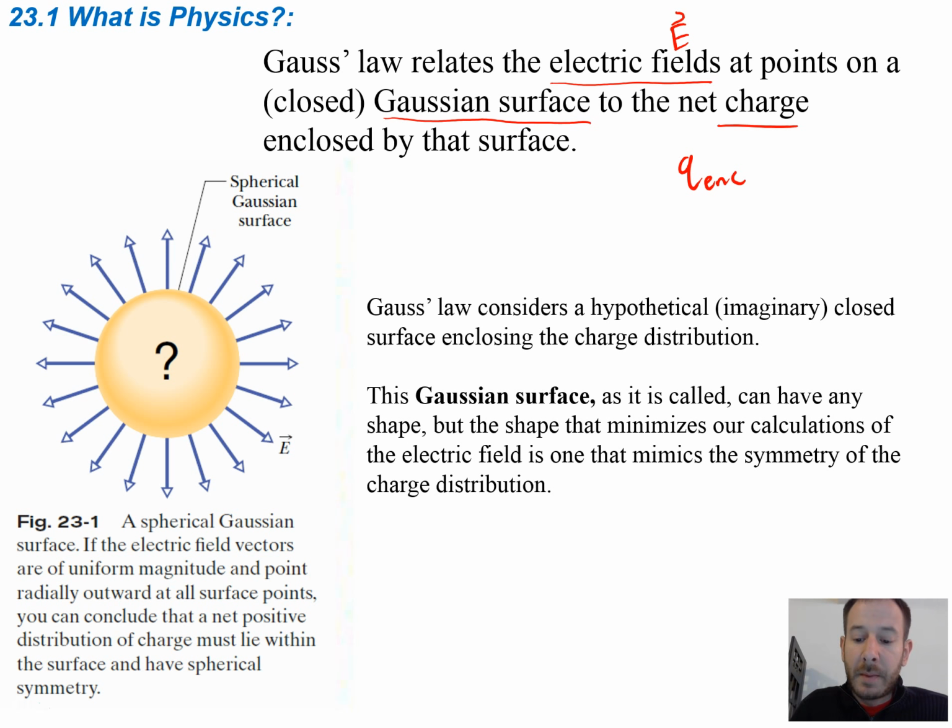Gauss's law considers a hypothetical imaginary closed surface enclosing the charge distribution. So this is a hypothetical surface. In this case, we're using a sphere. You can see that there are electric field lines coming out of it, but we don't know what the charge inside is. This Gaussian surface can have any shape, but the shape that minimizes our calculations of the electric field is one that mimics the symmetry of the charge distribution.